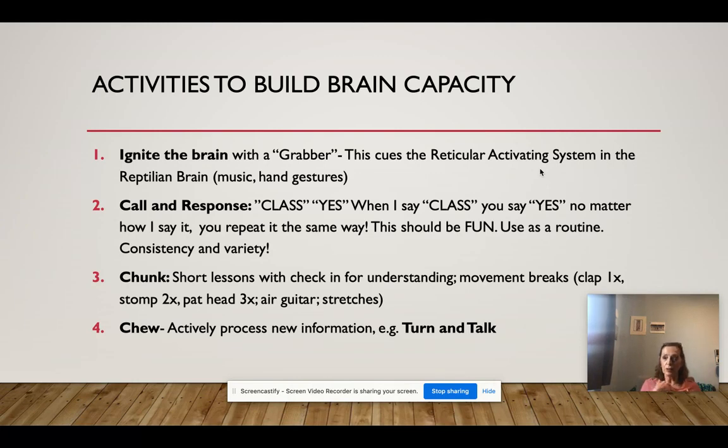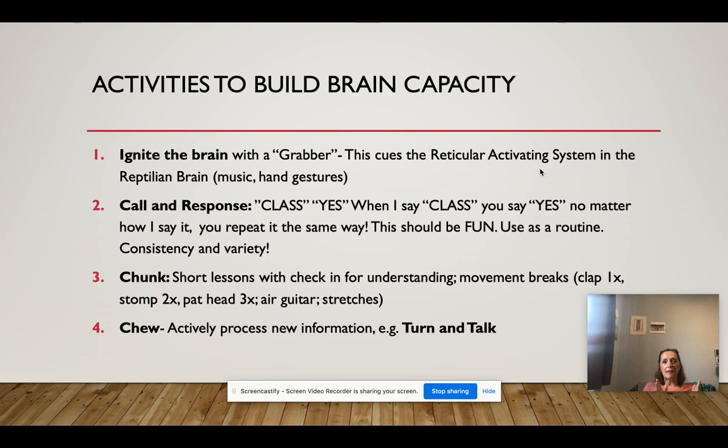They're using your word, your tone of voice, and the way you're saying your word. So whether you're saying it loud, class, yes, or soft, class, yes, they're repeating you. And humor is also really good. Laughter in short doses also helps with oxytocin levels, and that helps people feel safe and secure and ready to learn. But you don't want it to get too out of control, so it's limited.